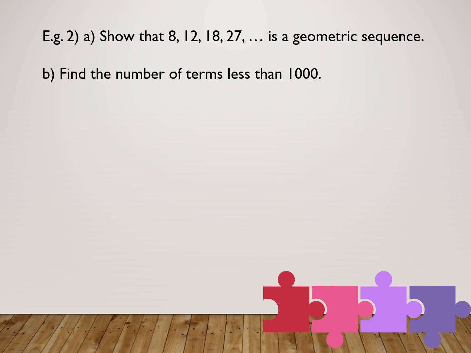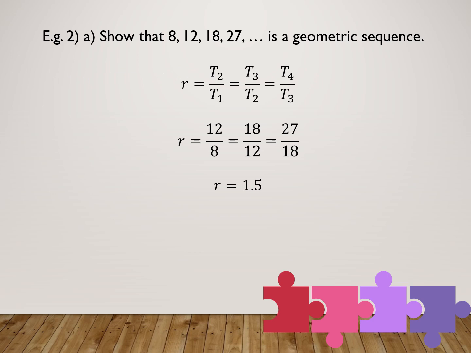So here's an example using a geometric sequence. Show that 8, 12, 18, 27 is a geometric sequence and find the number of terms that are less than 1,000. Firstly, show it's geometric. So we just do it as a ratio: 12 over 8 equals 18 over 12 equals 27 over 18, and they're all equal to 1.5. So it is a geometric sequence.